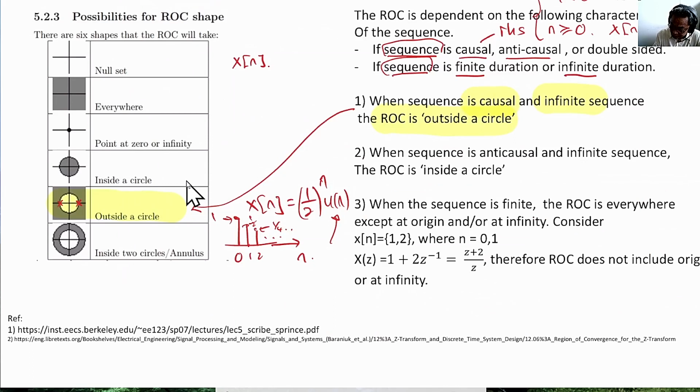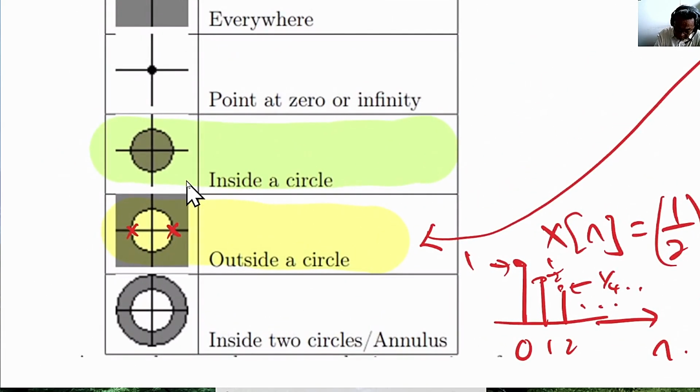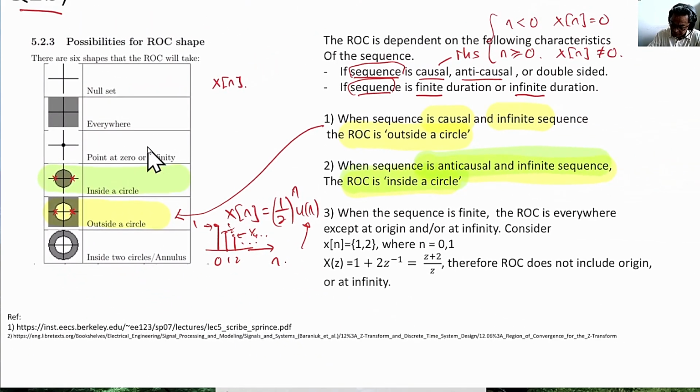When the sequence is anti-causal and infinite, the ROC is inside the unit circle. So now I'll shade it with green. Here, this is inside the unit circle. And here, again, the start of the ROC is always marked by a pole. Because the sequence is anti-causal, the ROC is inside the unit circle. We'll discuss why later on in other questions, but here we are just stating the different types of sequence and the different types of ROC.